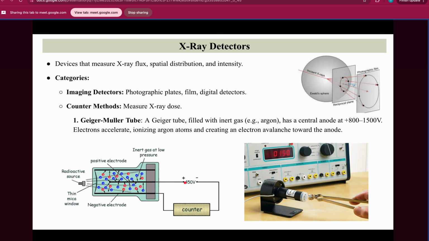and this particular anode is attached to the counter, and it will capture the intensity with which the pulse is generated. So this is how it is telling you what the dose of X-ray is that it is receiving. So this is the counter method, and this is how small this Geiger-Müller tube actually looks.